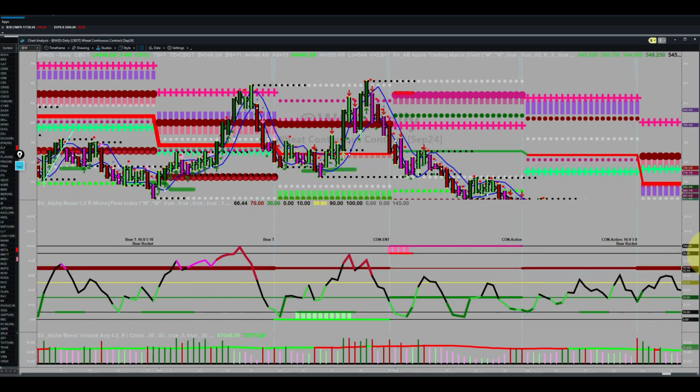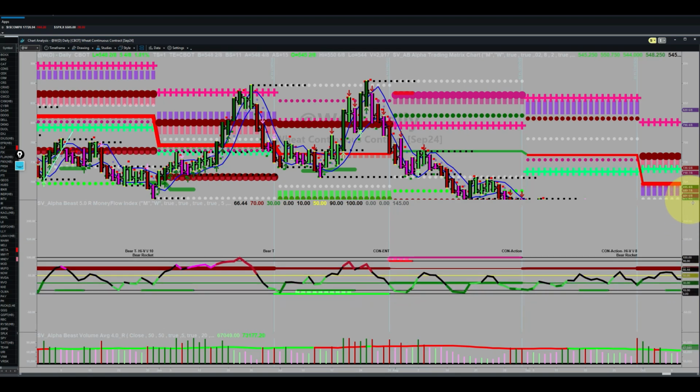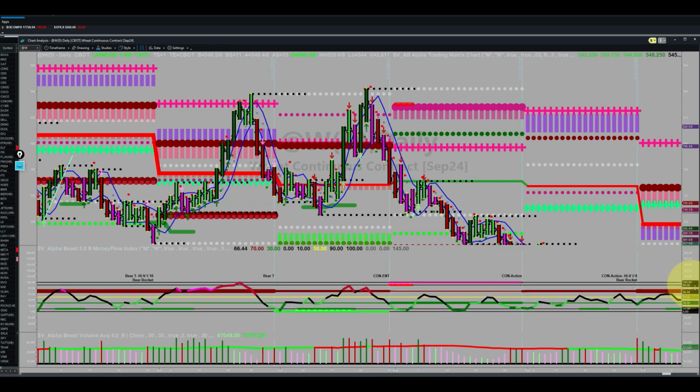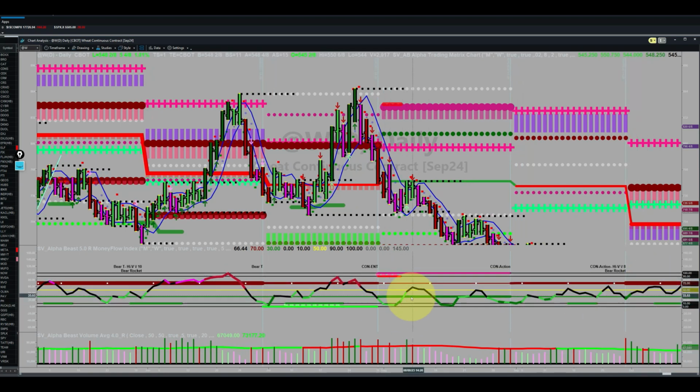So really quick, and make this smaller. This is just an overview again. I will make a lot of other videos that will show how to use the system, how to navigate, what everything means. And if you look at the money flow, you see it says congestion action, bear rocket. This is called a bear T. Bear T means a bear trend. And sure enough, before the new month comes in, it marked it into congestion.